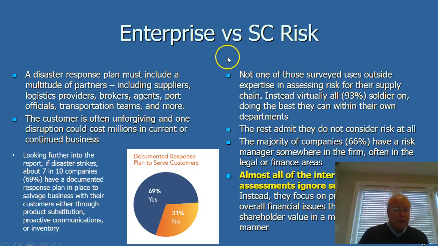Okay, so let's talk about enterprise versus supply chain. Another part of the study was that they defined what the disaster plan is, and it has to include suppliers, providers, brokers, agents, port officials, transportation teams. All these network connections, or nodes, if you will, are part of your risk assessment, and the partners you have in each of those nodes are part of the risk assessment.